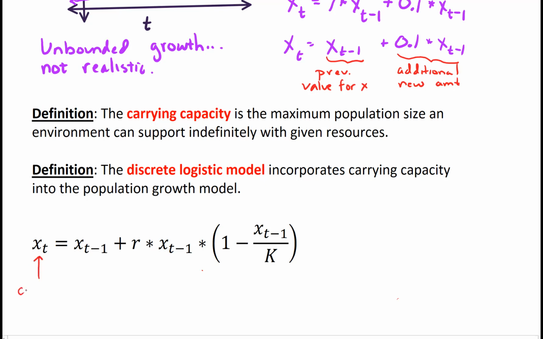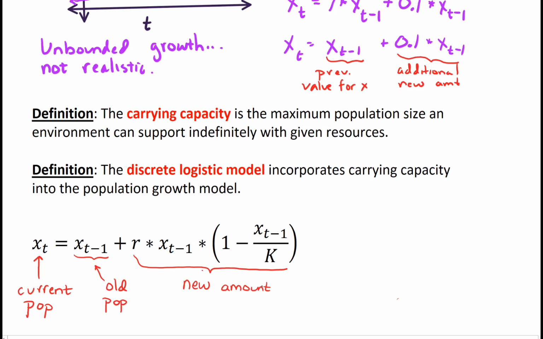This first term is our current population. So x sub t is the current population. We'll call it current pop. x sub t minus 1 is our old population. We'll call this old pop. And we've got our old population, and we're going to add to that some new amount. Okay, so to get the current population, we take our old population, we add some new amount to it.